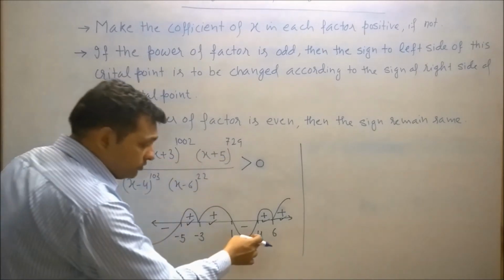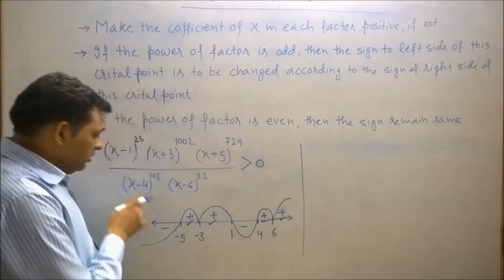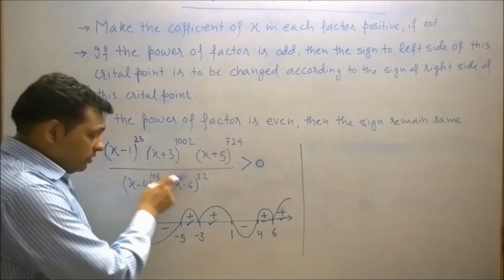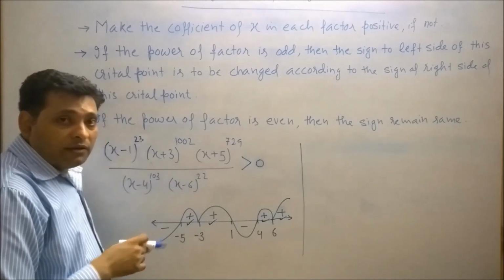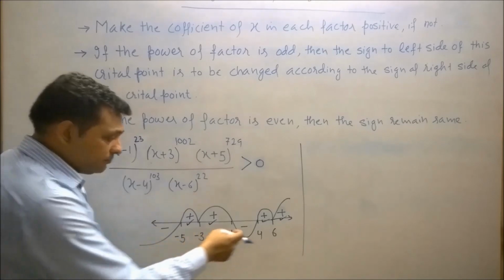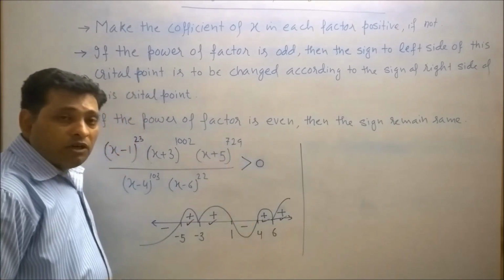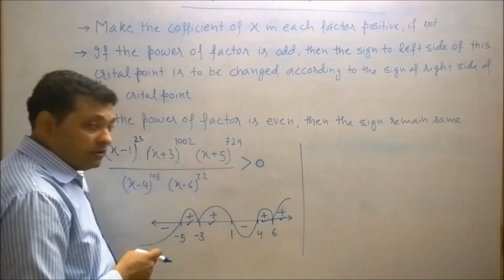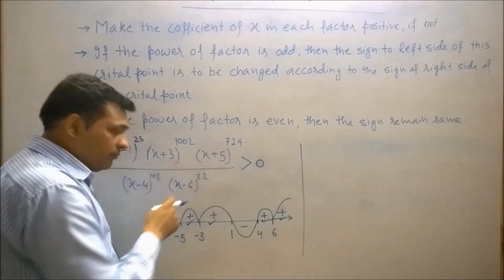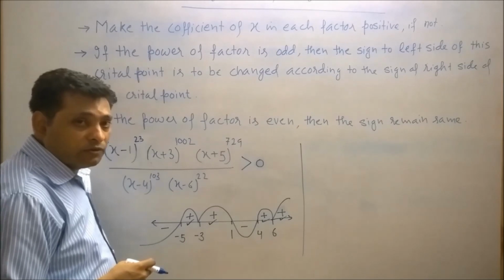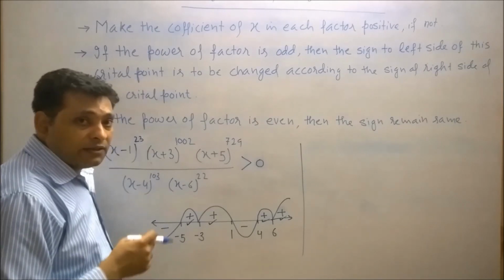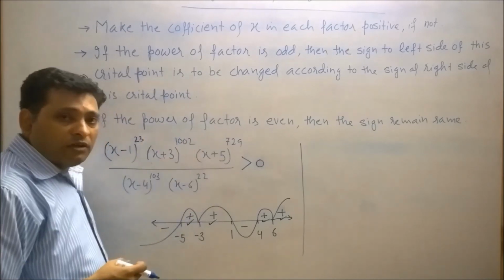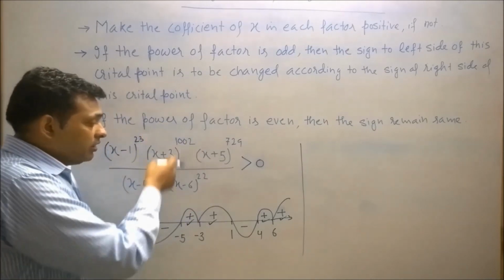Now we have to check these 2 points also. If x equals 4, 4 minus 4 is 0. Denominator is 0, but denominator cannot be equal to 0. So we can say x cannot be equal to 4. Similarly, x cannot be equal to 6, since if x is equal to 6, the denominator becomes 0, which is not possible. It means all these critical points are not the solution of the given inequality.